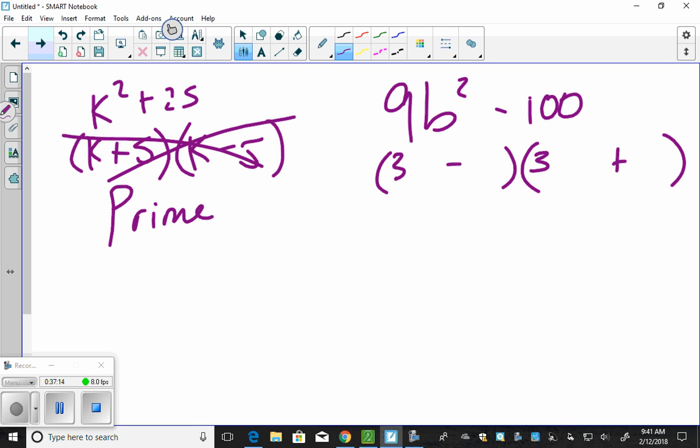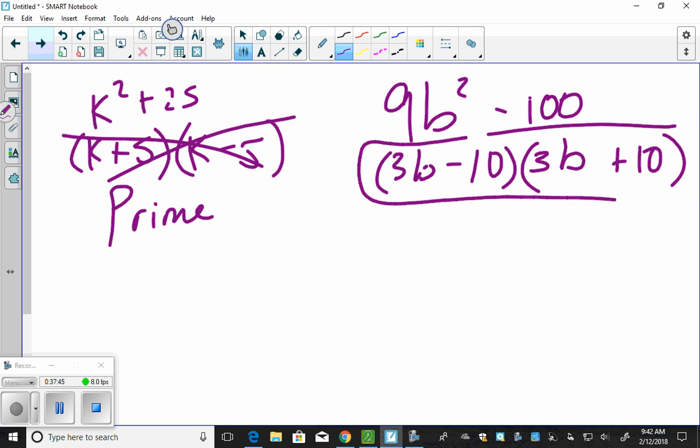Okay? What do I square to get b squared? b still goes in front. If it's in front here, it goes in front here. What number do I square to get 100? No. 50 times 2 is 100, but we're multiplying. So what number do I multiply by itself to get 100? So 10 goes in back.